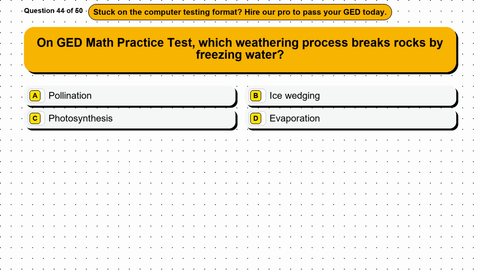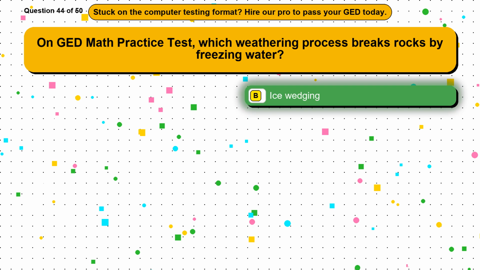Question 44. On GED Math Practice Test, which weathering process breaks rocks by freezing water? Option A, pollination. Option B, ice wedging. Option C, photosynthesis. Option D, evaporation. The correct answer is option B.